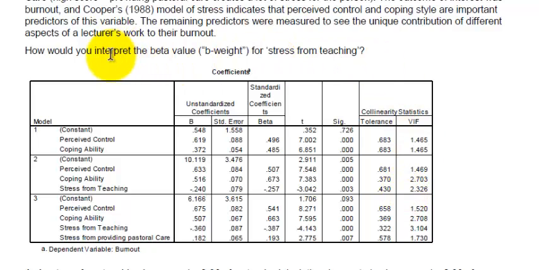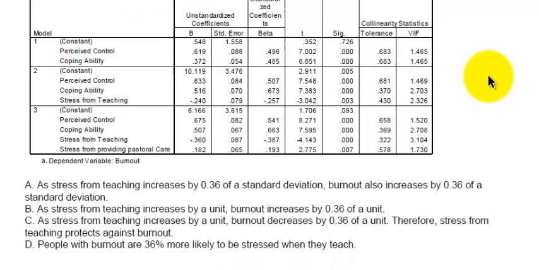And what's the question? How would you interpret a B weight for stress from teaching? Let's go to the last model, and its beta weight is negative 0.387. So what that means is when stress from teaching goes up 1 point, burnout goes down by 0.387. So these beta weights are the change in the DV. When these predictor variables increase by 1 unit, the burnout, the DV, goes down by that many units.